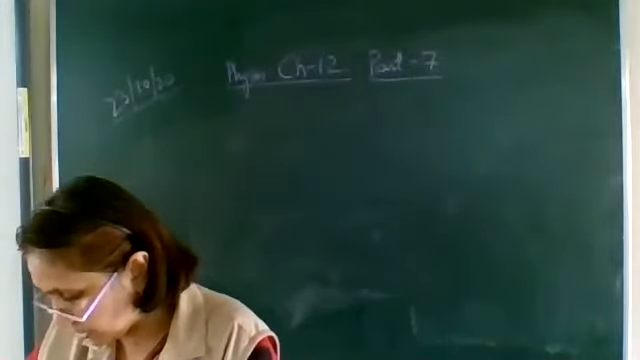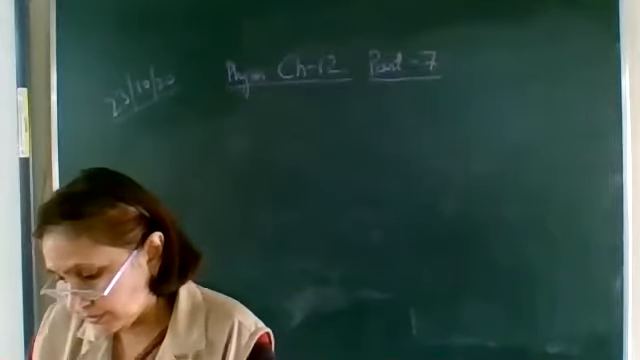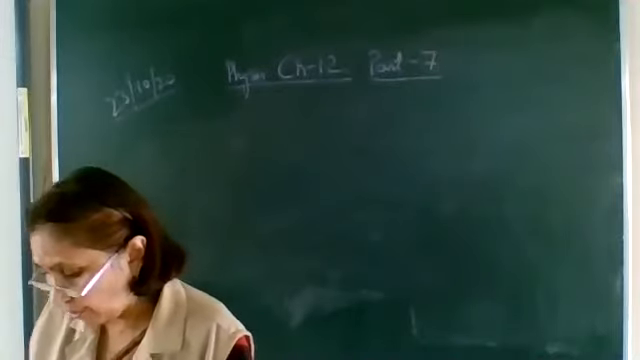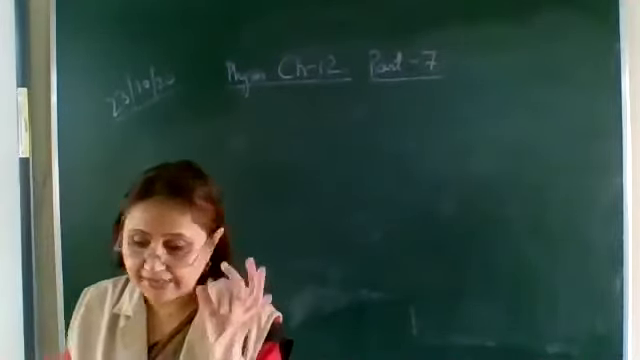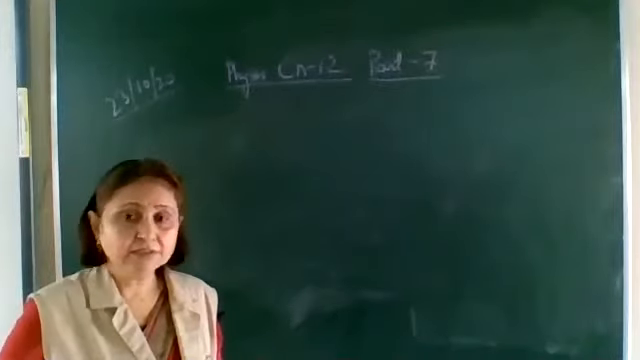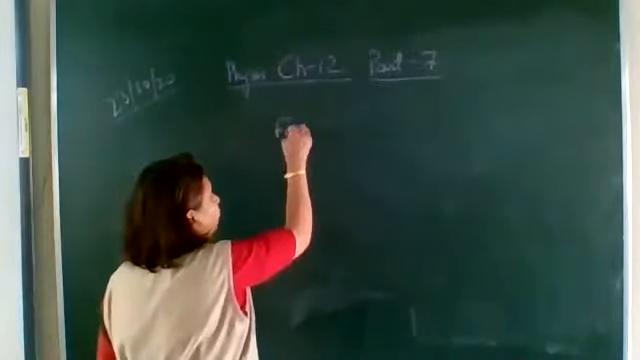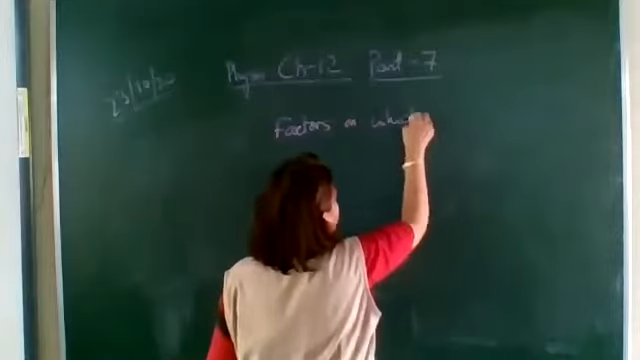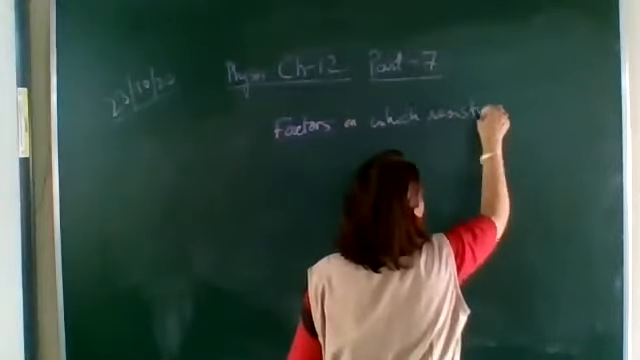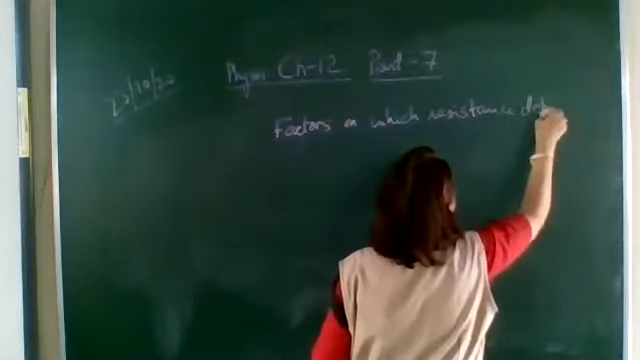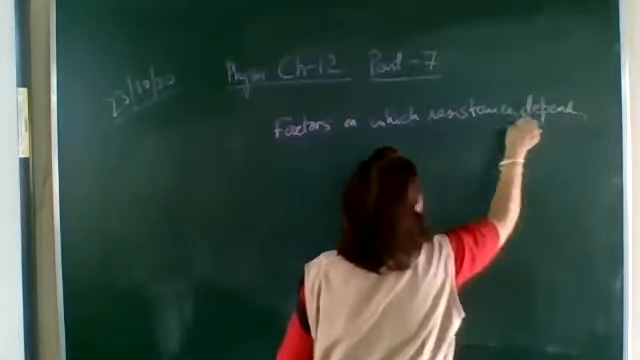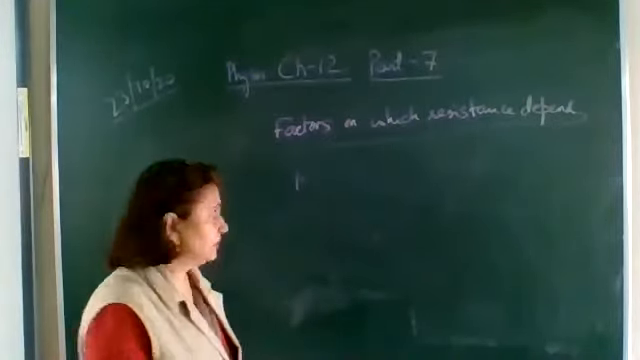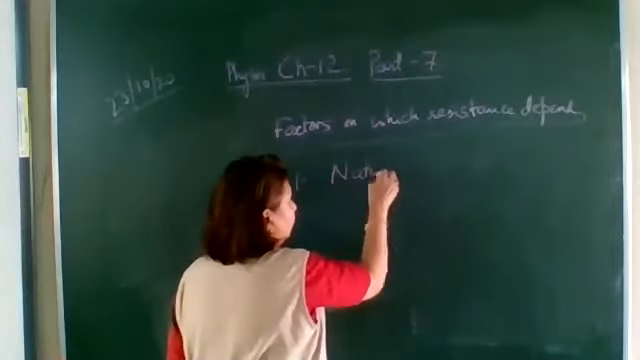It's given in the book also. There are a few activities, activity number 12.2, 12.3, all these are representing the activities. First we'll write the factors and then we'll study the activities. So, factors on which resistance depends. The first factor is the nature of the material of the conductor.